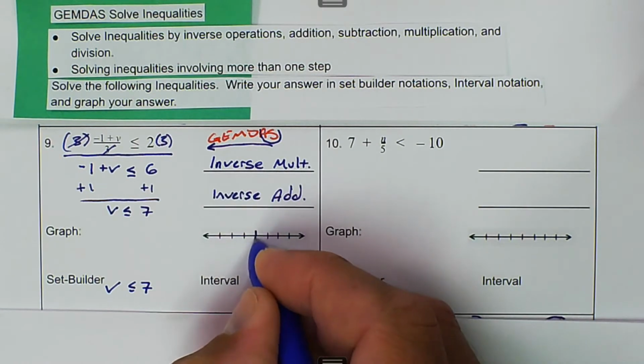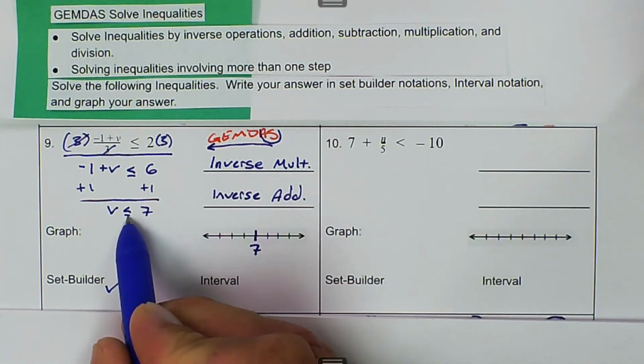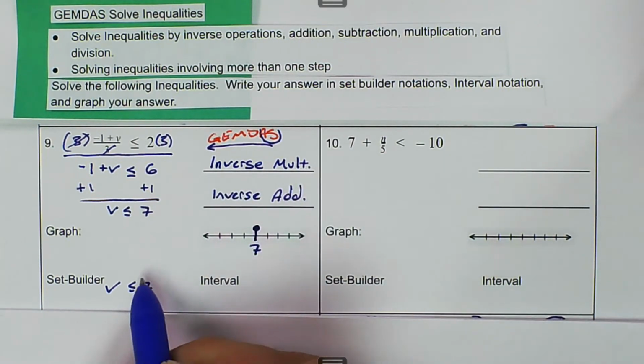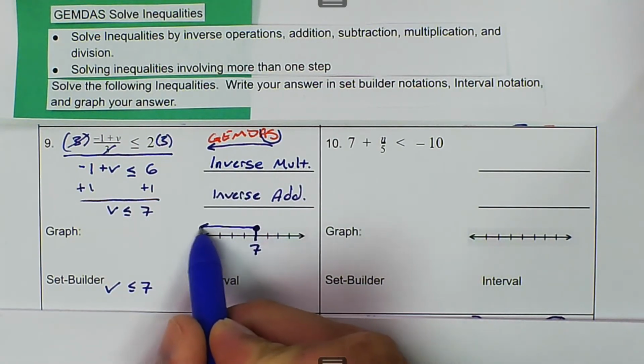The point that I care about is 7. And we have an equal sign here, so I know it's going to be a closed dot. And my inequality points to the left, so I'm going to shade to the left.